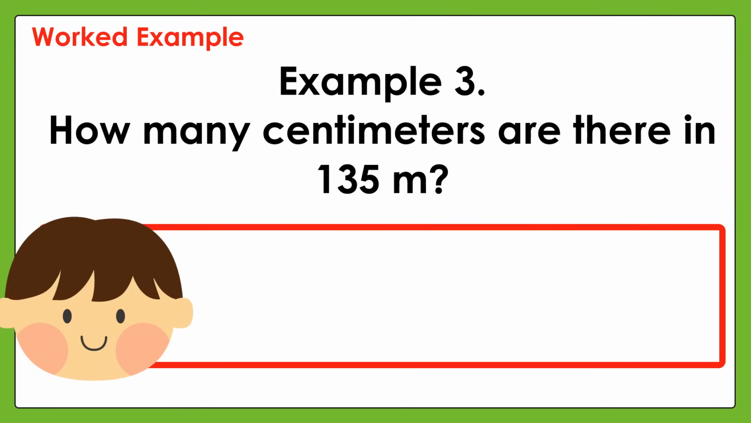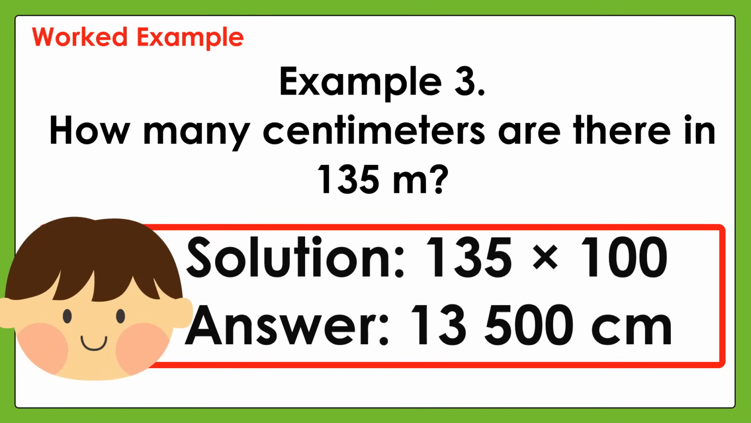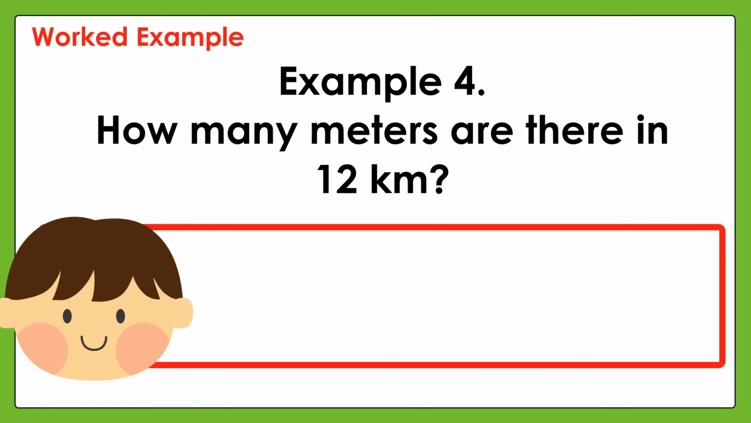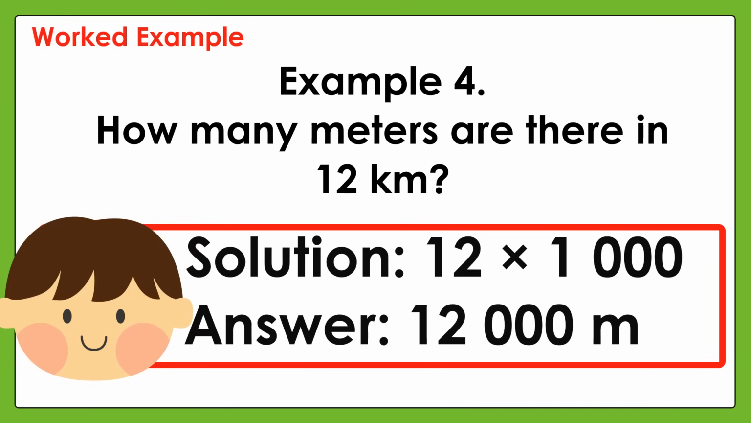Example number 3. How many centimeters are there in 135 meters? Solution: 135 times 100. The answer, 13,500 centimeters. Example number 4. How many meters are there in 12 kilometers? Solution: 12 times 1,000. The answer, 12,000 meters.